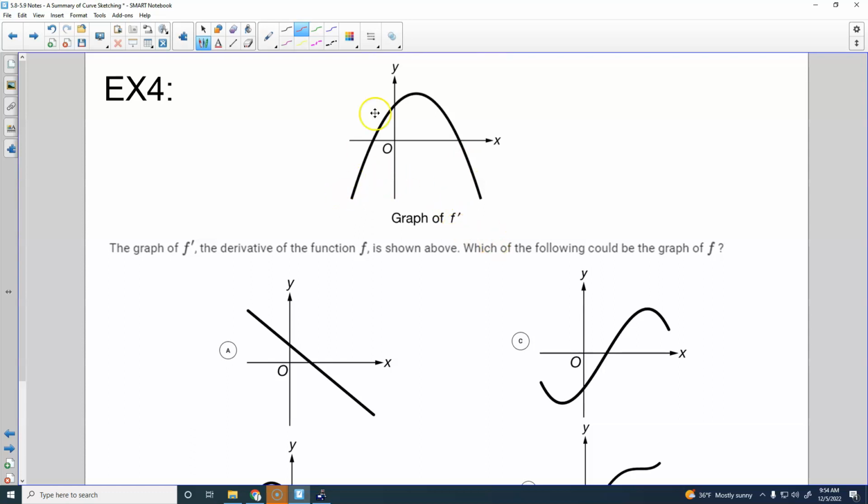So this looks like a quadratic to me. So if my derivative is a quadratic, what was my original function? A cubic. And the derivative of my first derivative would be linear, right? My second derivative would be linear. So you want to throw A out because A would be the derivative of this graph, not the one that's above it, right?